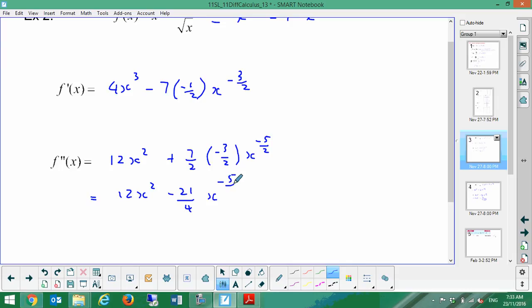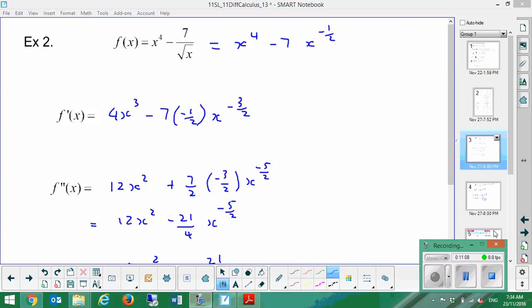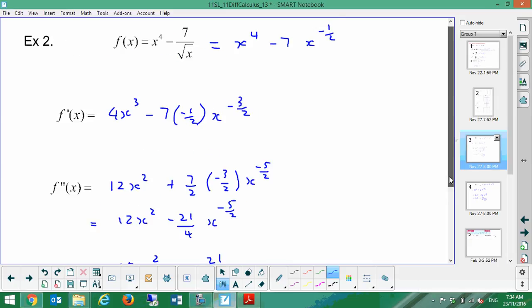Let's use our maths manners and turn it back into the way we were given it. So we've got 12x squared minus 21 in the numerator. In the denominator we've got 4. Now the negative power means in the denominator we've got a square root of x to the 5th.